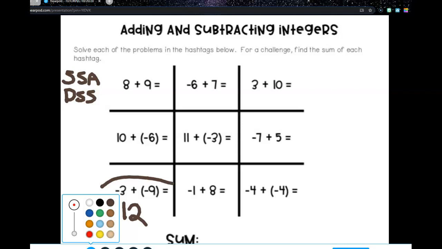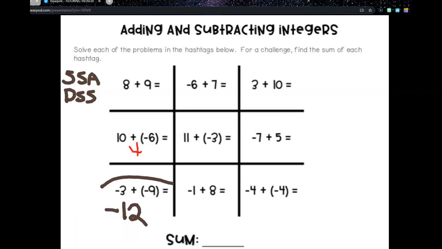Like the one above it, 10 plus negative 6, those would be different signs. When they're different signs, we subtract. It doesn't matter which one's positive, which one's negative. I just do the bigger number minus the smaller number. So 10 minus 6 is 4, right? And then I ask myself, do I have more positives or more negatives? I've got 10 positives and 6 negatives, so I have more positives. So that would be a positive 4 for that one.